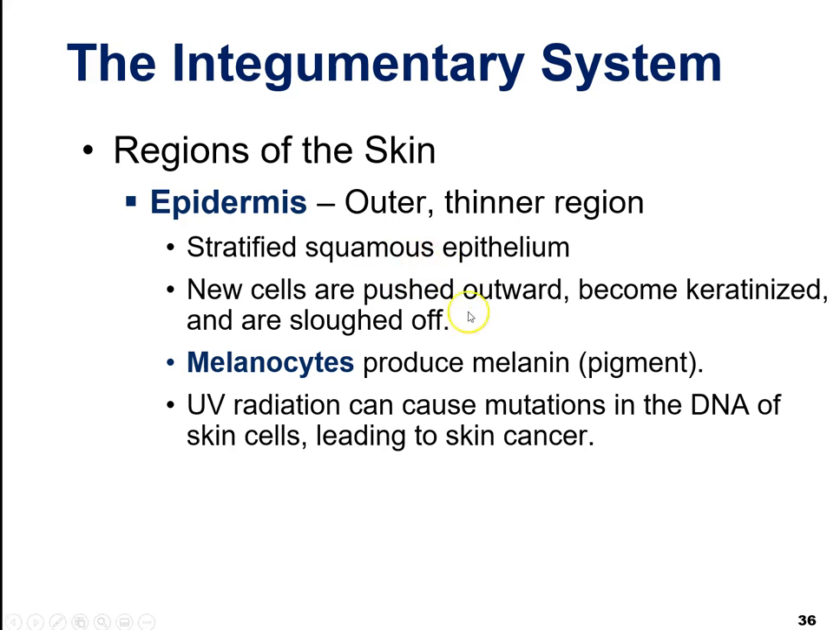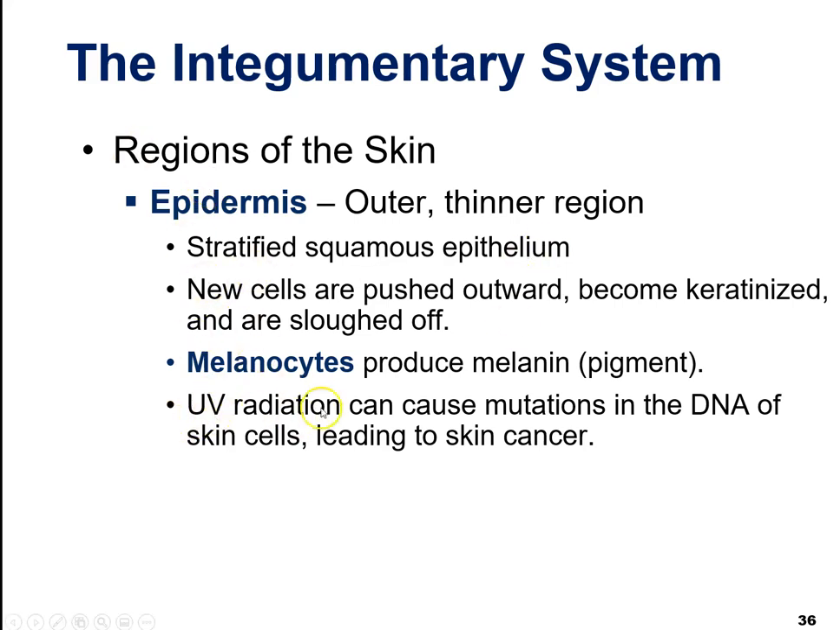Squamous cells are kind of squished or flattened. The new cells get pushed outward, and as they do that, they become keratinized, and basically they're dead and get sloughed off. These new cells are produced at lower levels, and as more and more new cells are produced, it pushes those towards the surface. Like I said, they become keratinized. I'll show you a picture in a second.